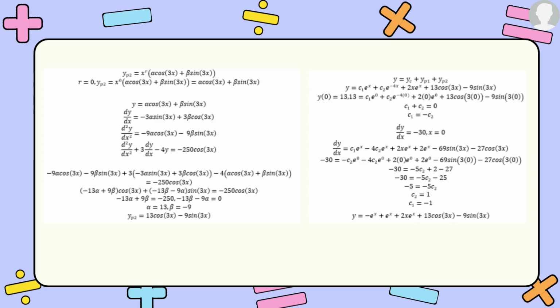Then we will get -9 alpha cos 3x - 9 beta sin 3x + 3(-3 alpha sin 3x + 3 beta cos 3x) - 4(alpha cos 3x + beta sin 3x) equals -250 cos 3x.